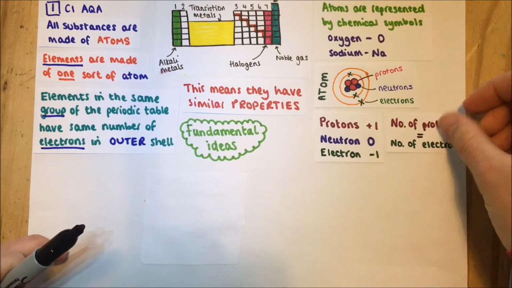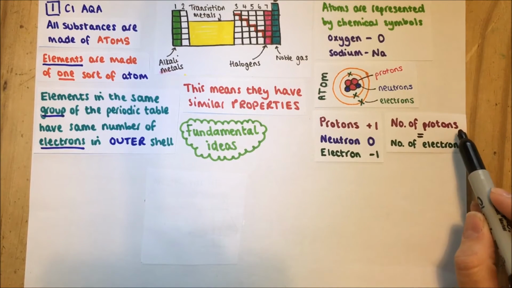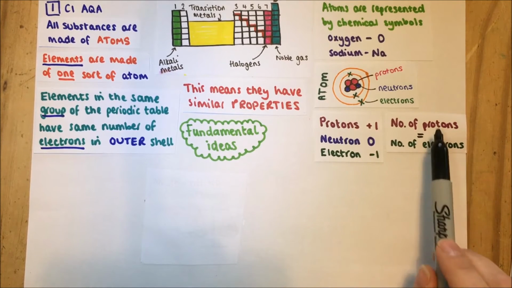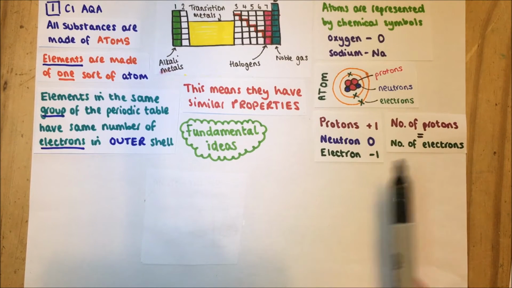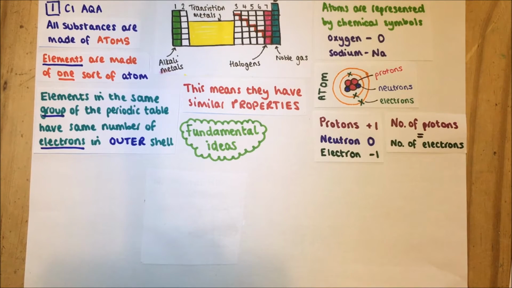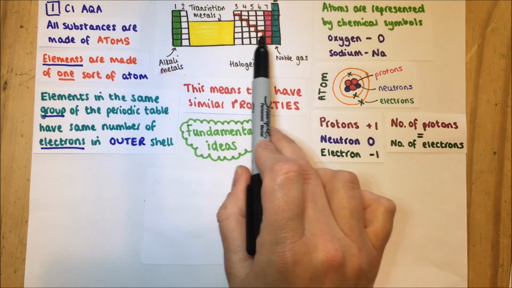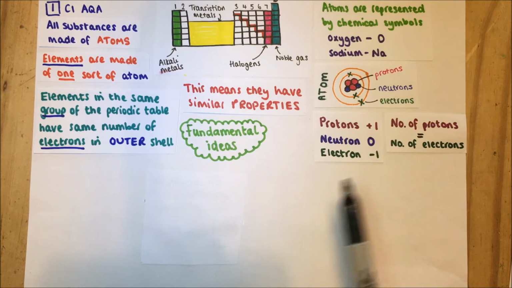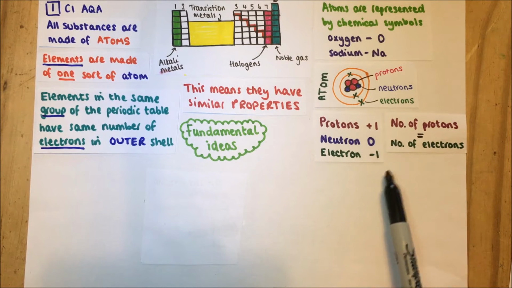But overall, what's important to remember is the number of protons always equals the number of electrons. So overall, an atom has no charge at all. So if we have 12 protons, we'll have 12 electrons. So that means 12 protons, that's 12 positives, and we'll have 12 negatives, 12 negative charges. So overall, that will be 0. So 12 take away 12 is 0. So an atom on the periodic table has no charge at all overall, even though it's made up of charged subatomic particles, things inside it.